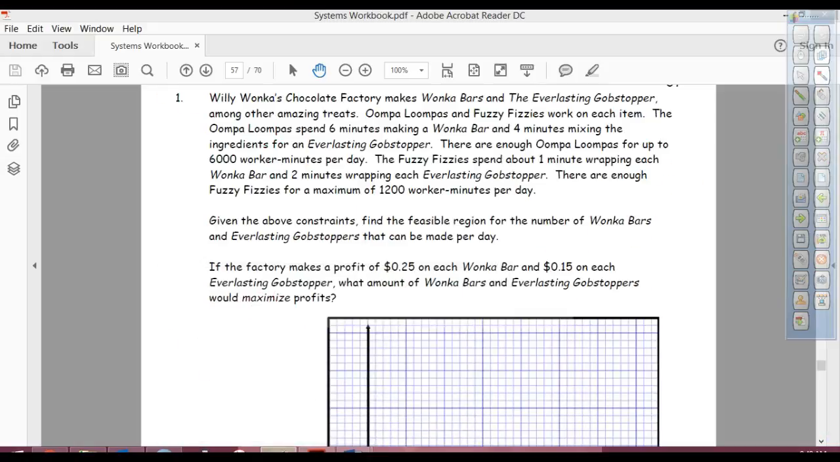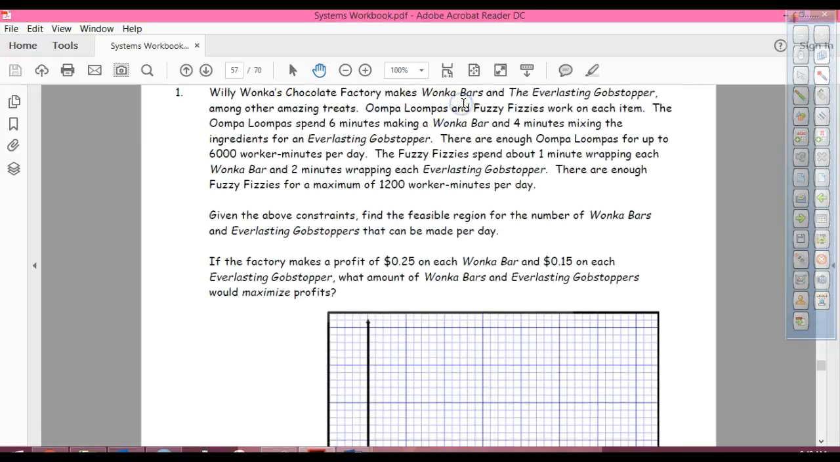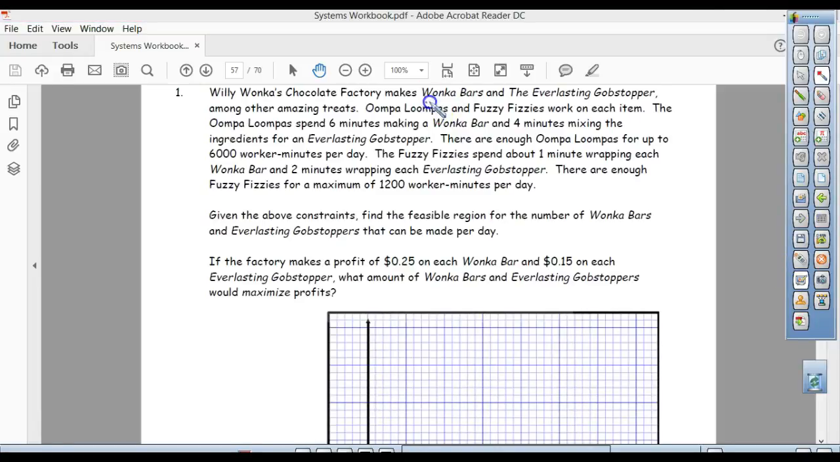All right, so Willy Wonka, they make Wonka bars and everlasting gobstoppers. Here's the deal. We're going to do most of these together in class because they are very hard to set up. What I need from you, number one, is for you to be my calculator. So everybody get your calculator so that I've got some button pushers.